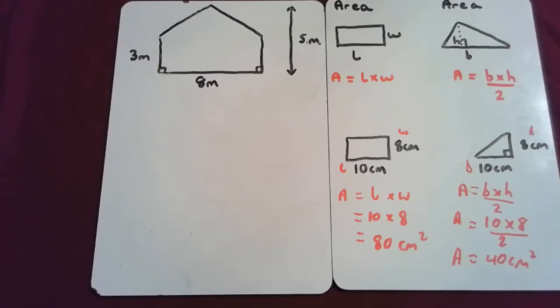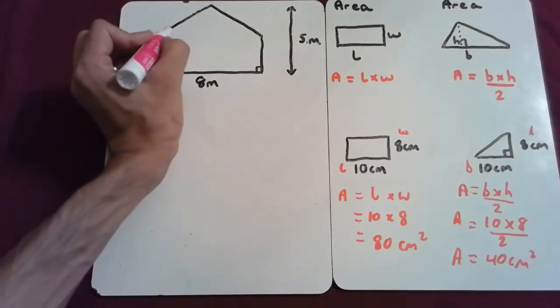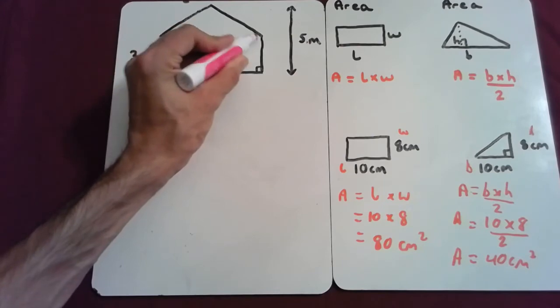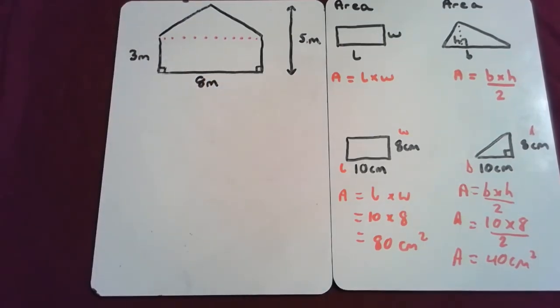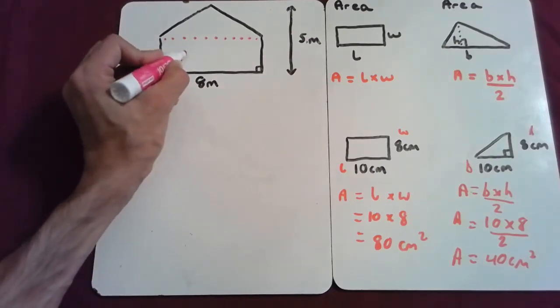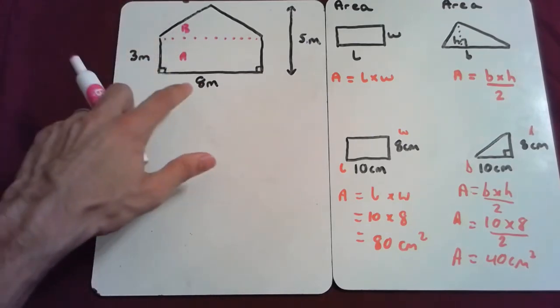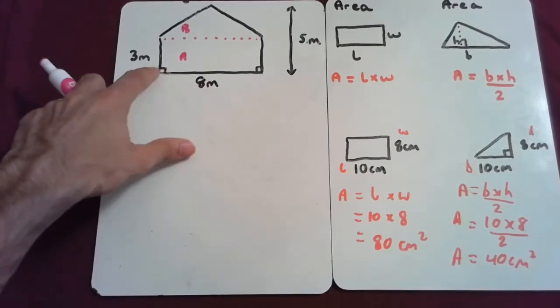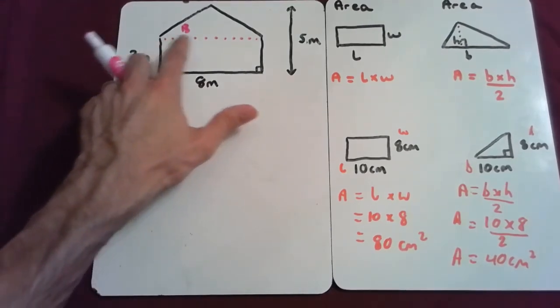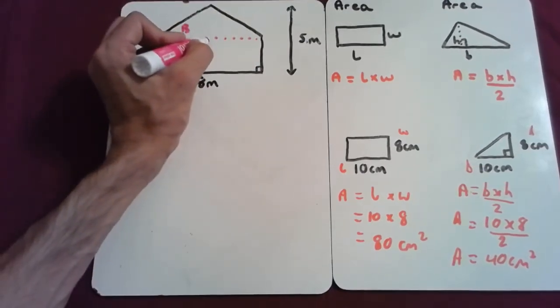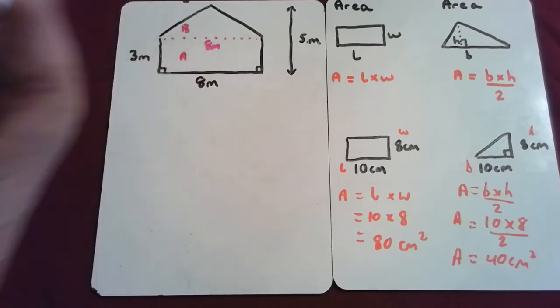There are different ways we can do this, but I think the easiest way is to split this at the roof section and make this into a rectangle at the bottom and a triangle at the top. So here is our shape A, and here is our shape B. Now the shape A at the bottom is simply a length of 8 and a height of 3. If we look at the triangle, the base of the triangle is the same as the base of the house, which is also 8 meters.